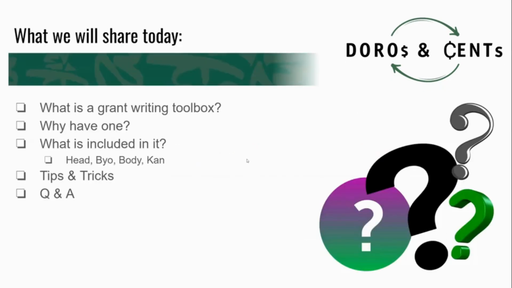We're going to identify very quickly, again, what a grant writing toolbox is. We want to establish and really stress how important it is to have one and why you would want one, and what is included in a grant writing toolbox. For this presentation, we've broken it down into 4 categories. So each toolbox has some type of head, bio, body, and con, and that will make more sense as we go through the presentation today.